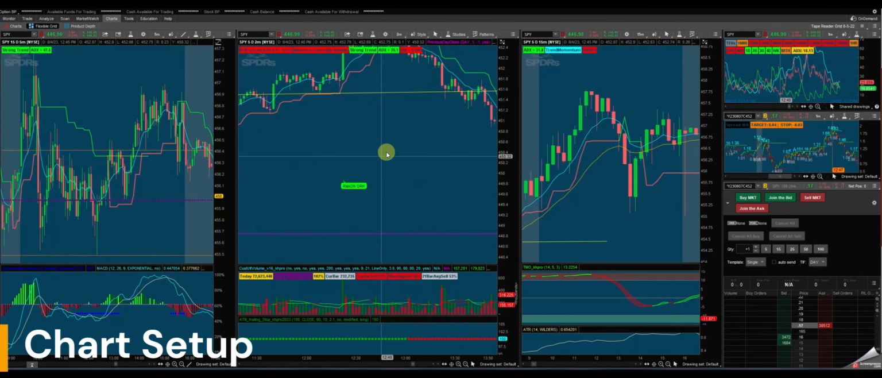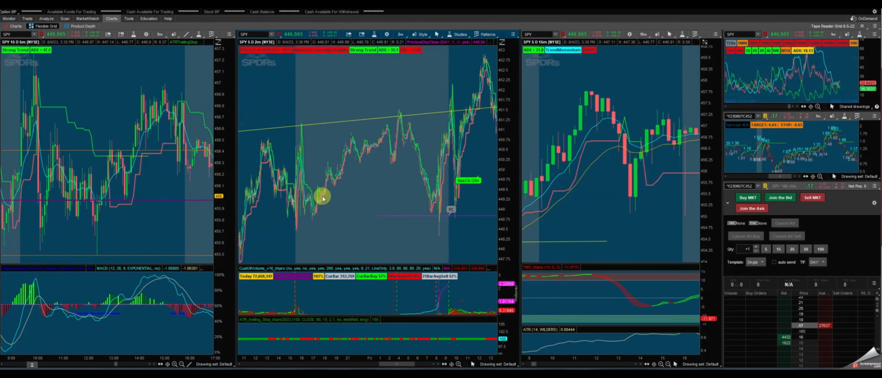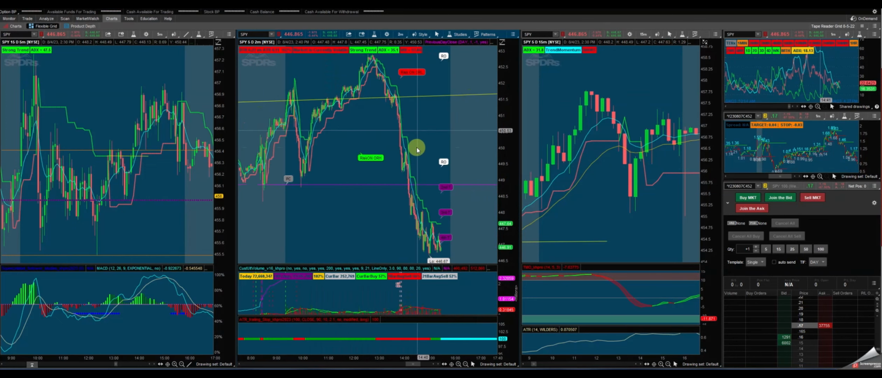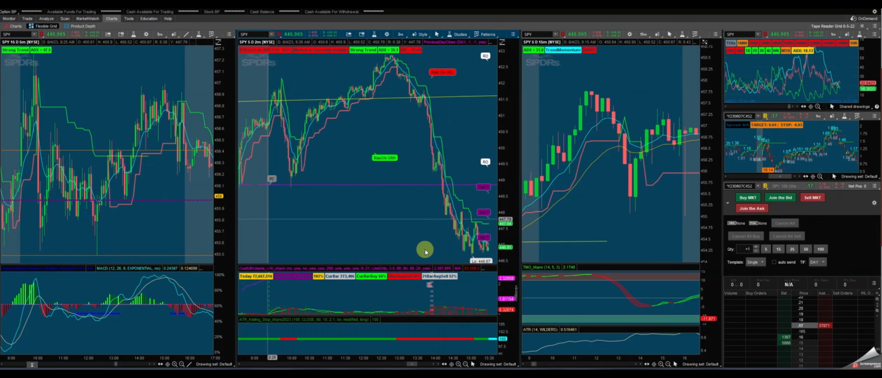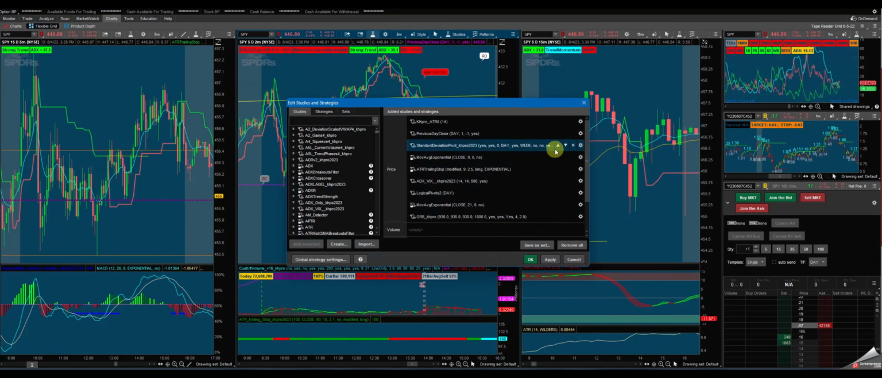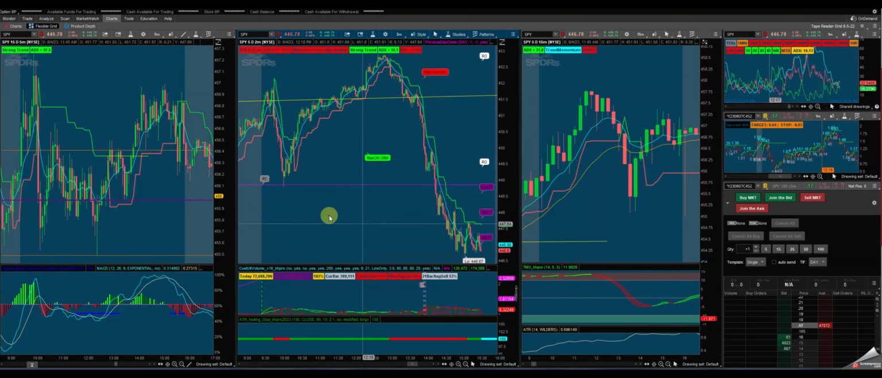And I will share a FlexGrid link. So you'll have this exact setup if you'd like it, including all the studies. I'm not going to bother too much with the setups of every setting because you should have it already if you use the FlexGrid.